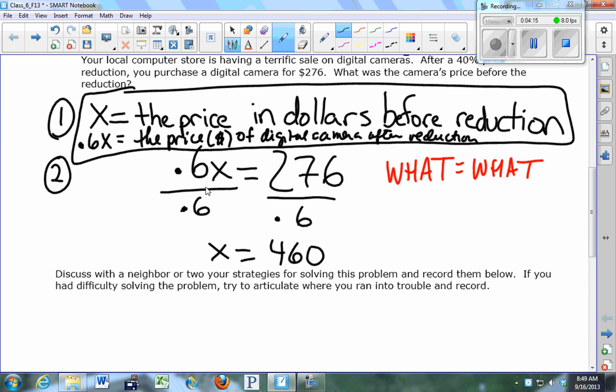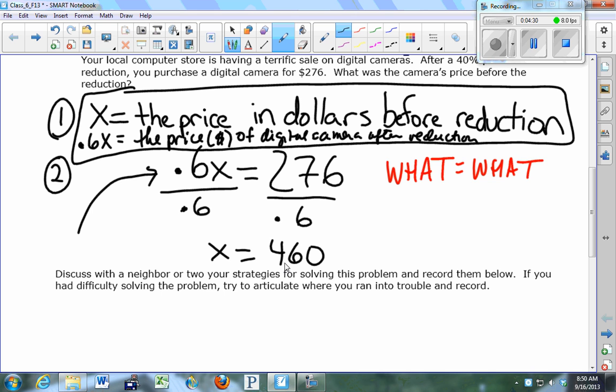Your what equals what says the price after the reduction. If you can say it, you can write it. There it is. The price after the reduction is equal to 276. So to solve this, you divide both sides by 0.6. That's where your calculator comes in.